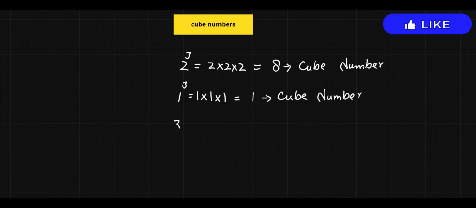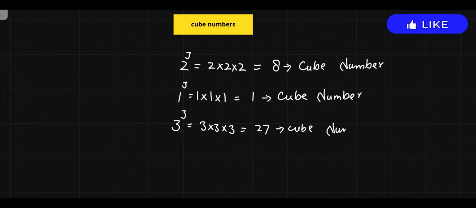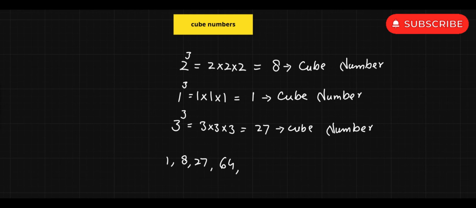3 cubed gives you 3 times 3 times 3. So 3 times 3 times 3 is 27. So 27 is also a cube number. So the first cube number is 1, the second is 8, then it is 27, then it is 64, then it is 125, and so on.